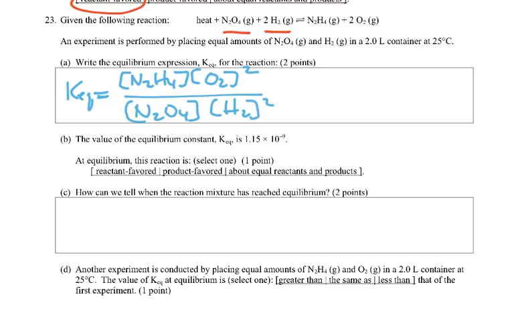The value of the constant is 1.15 times 10 to the minus 9. That's very small. So this reaction is definitely reactant favored, because that is so much less than 1. How can we tell when the reaction mixture has reached equilibrium? Okay, we have constant observable properties. So I'm going to say it that way: constant observable properties.